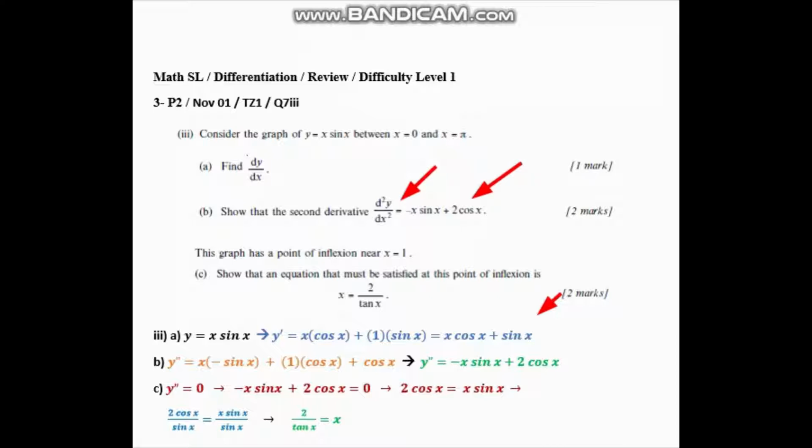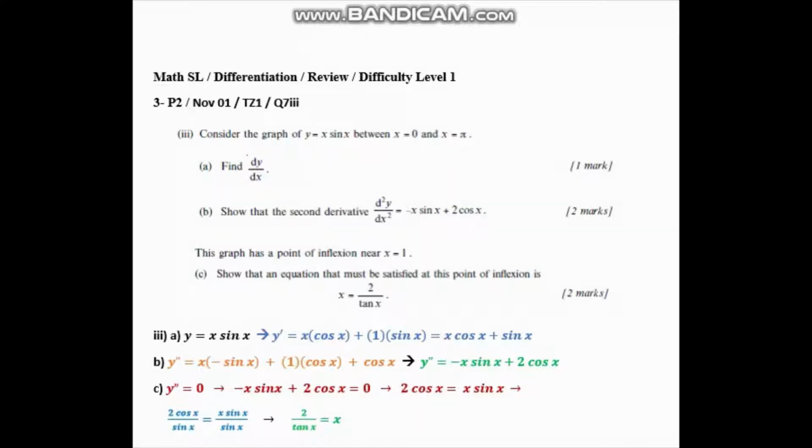Now in B we are asked to find the second derivative and show that it looks like this. So the second derivative is obtained by differentiating the first derivative, and to differentiate x cosine x I shall use the product rule again. So this is my u, which is the x, and my v, which is the cosine x. So there is u v dash, and there is the v and the u dash. Then finally I shall differentiate sine x, which gives me cosine x. After adding the like terms, I get negative x sine x plus 2 cosine x, which is what I was required to show in B.